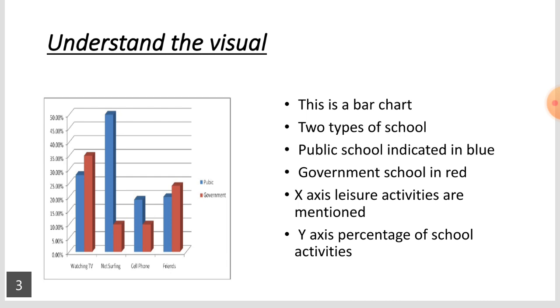What else do we have? Along the x-axis, the leisure activities are mentioned, namely watching television, surfing the internet, using a cell phone, and spending time with friends. Along the x-axis, we can see the percentage of school children.